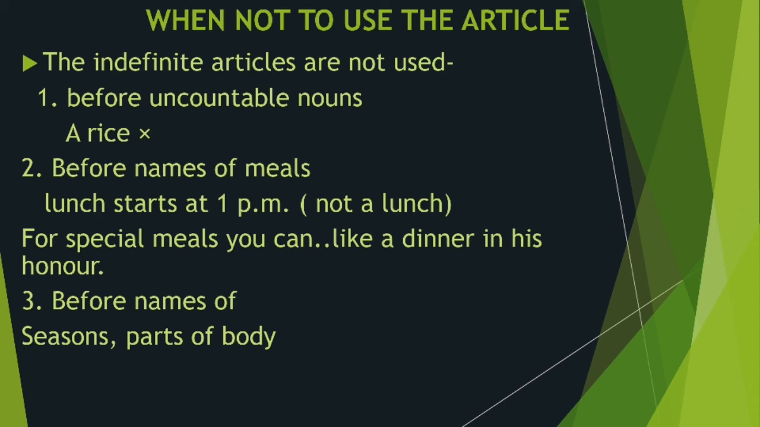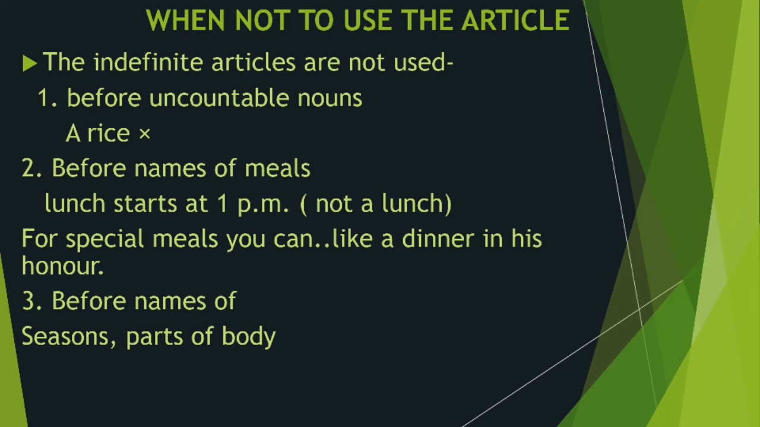No. Before names of meals, कभी भी आप meals के name like lunch, dinner, supper, no. Lunch starts at 1 PM. ऐसे नहीं बोलोगे आप, A lunch starts at 1 PM. Okay? Like if you are having any special meal, आप किसी special meal की बात कर रहे हो, at that time you can use a. Like a dinner in his honor. So we have organized a dinner in his honor. That means उनके honor में, उनके आने की खुशी में we have organized a dinner. That time you can use. Okay, अगर आप किसी special meal की बात कर रहे हो.